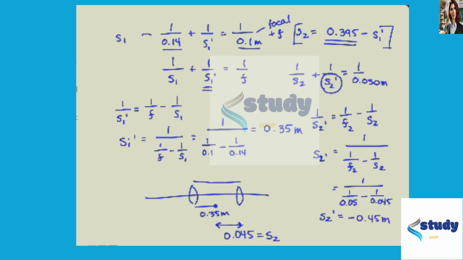The fact that we got a negative here means it's actually going to be produced on the left-hand side of the second lens, which means it is going to be a virtual image. Now, the first lens inverted the image, and then the second lens is going to keep it the direction that it's facing. So this one is going to remain inverted.